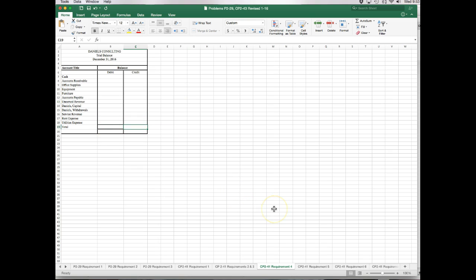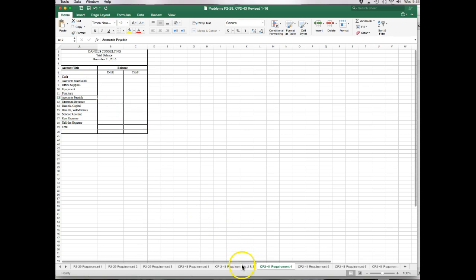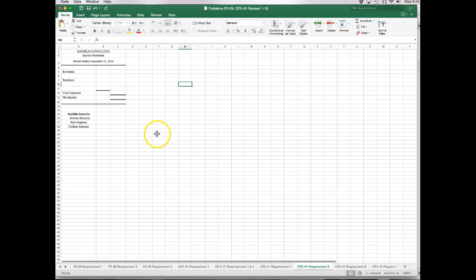Now we're going to go a few steps further, because from this trial balance, we can actually create the financial statements. So from this trial balance, everything that we have here is going to be transferred to a particular financial statement that we're using. The financial statements are the income statement, the statement of owner's equity, and the balance sheet. Okay, so once we have those amounts in there, all we're going to do from the trial balance is transfer them over to our income statement.